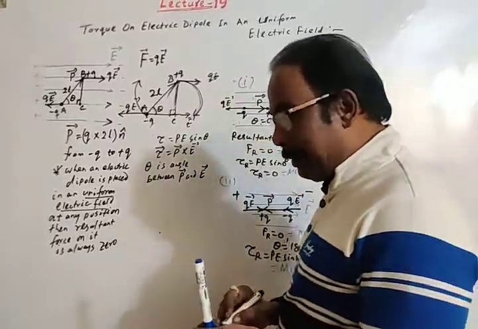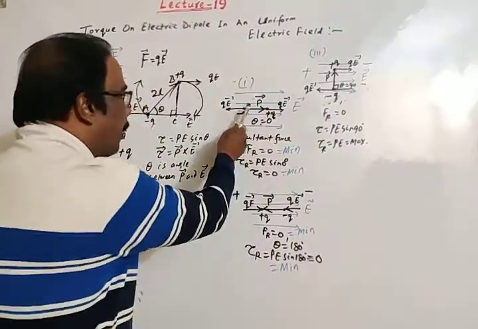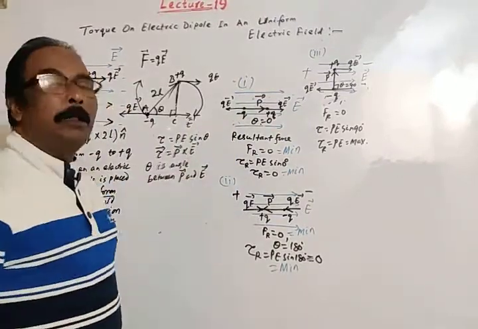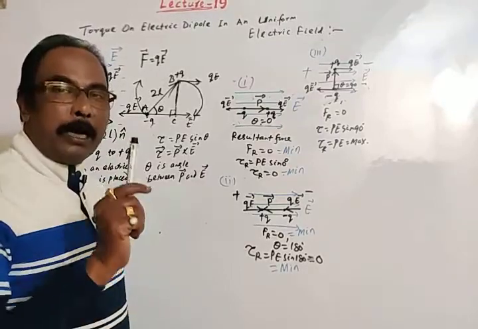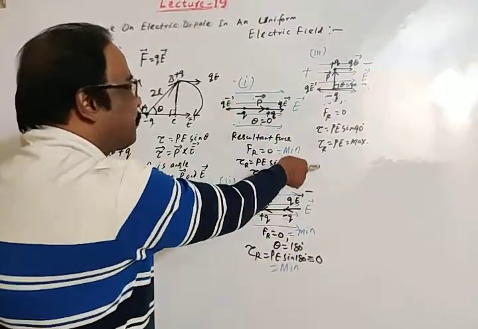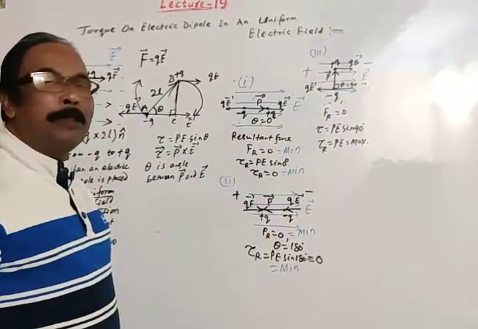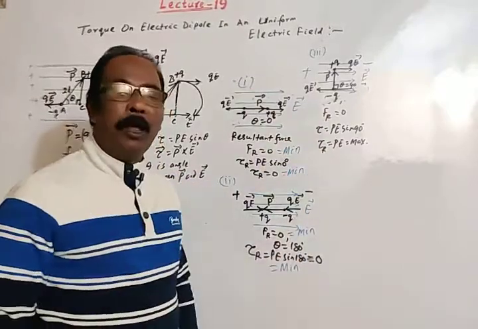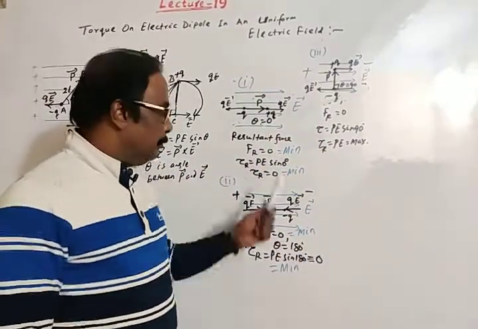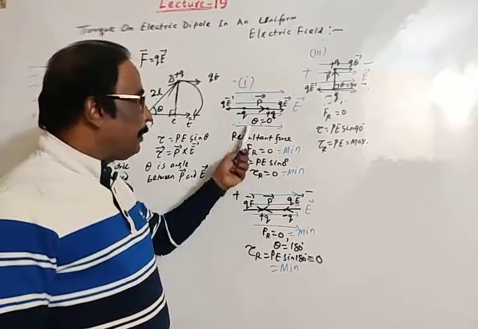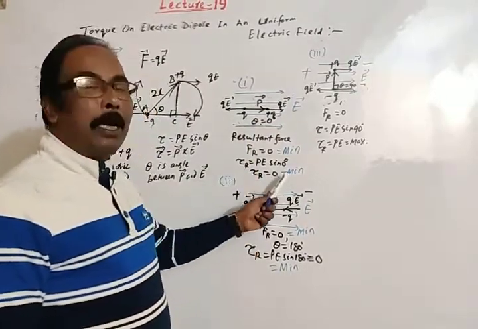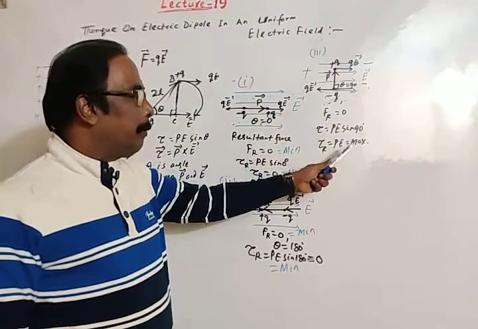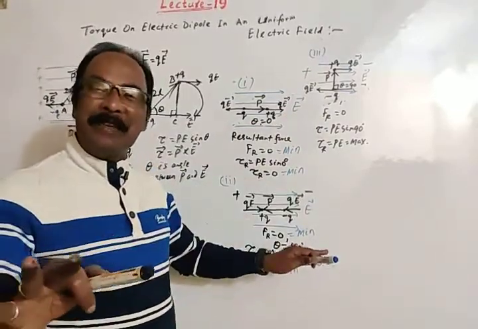So if a dipole is placed either parallel or anti-parallel to the direction of electric field, then resultant force is 0 and resultant torque is 0. But if a dipole is placed perpendicular to the direction of electric field, resultant force is 0, but resultant torque is maximum, meaning pE. If the dipole is parallel or anti-parallel, resultant torque is minimum. If the dipole is perpendicular to the direction of electric field, then resultant torque is maximum.